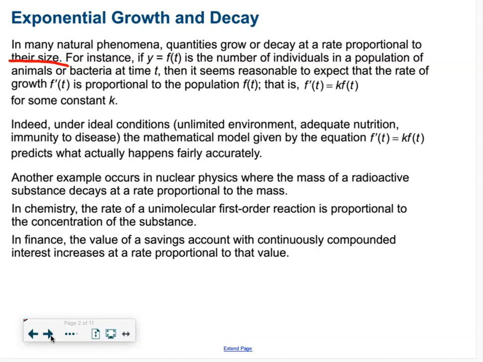Also, radioactive decay follows the same process. First order reaction rates follow the same process. And of course, continuously compounded interest in savings accounts follows the same process. All of these different types of scenarios follow what I like to call the PERT model, P-E-R-T. They all follow the same model, and they're all based on the exact same thing, which is that the rate of growth is proportional to the amount present.